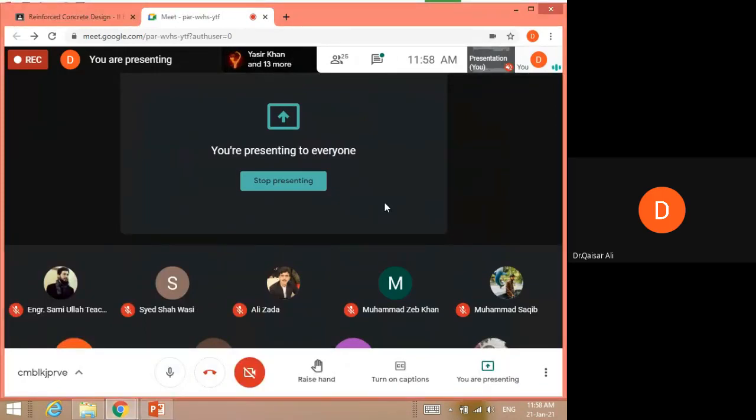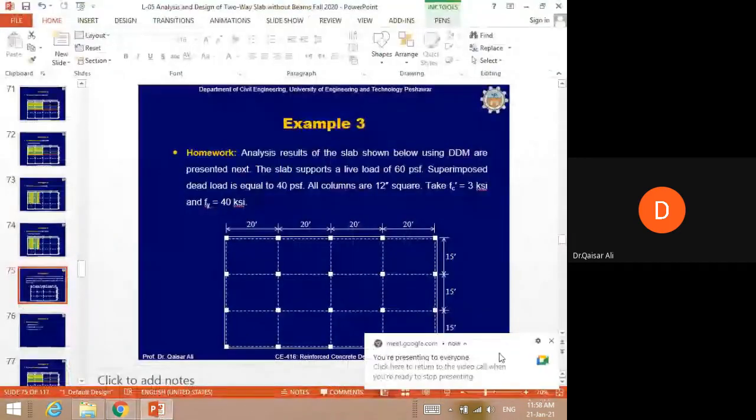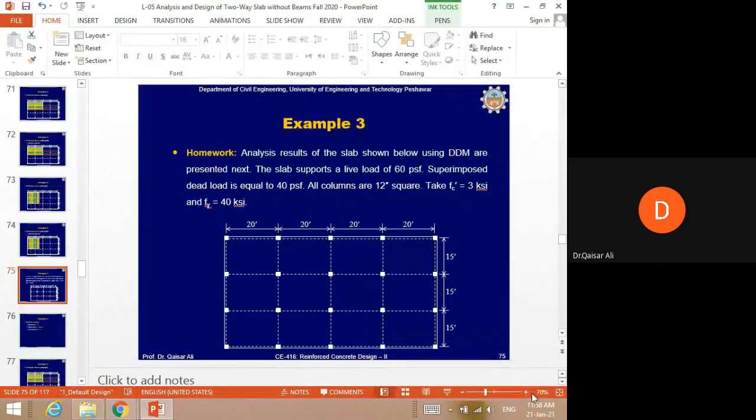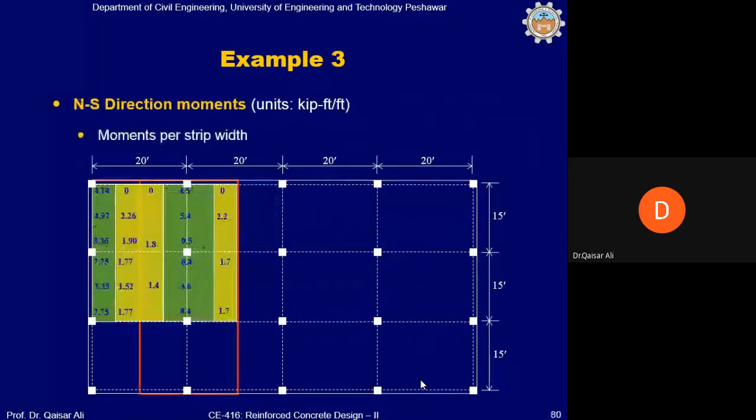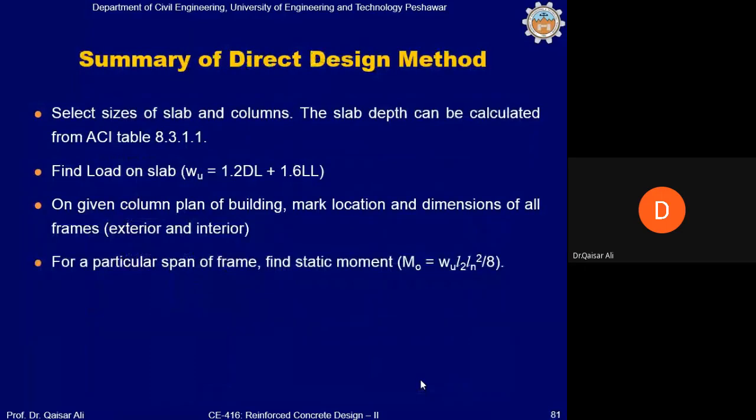Okay, before we start our session 2 on the design of flat slabs for punching shear, if you have any question, you can ask your question, please. Any question from anyone? Okay. If there are no questions, let's start our next session 2 on punching shear. This is the summary of the direct design method.